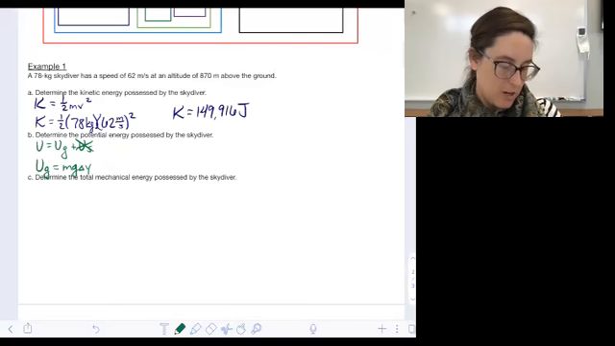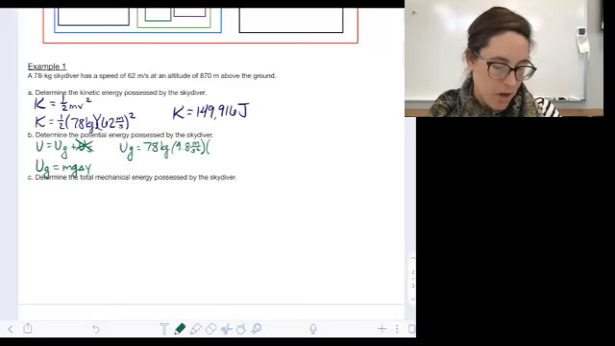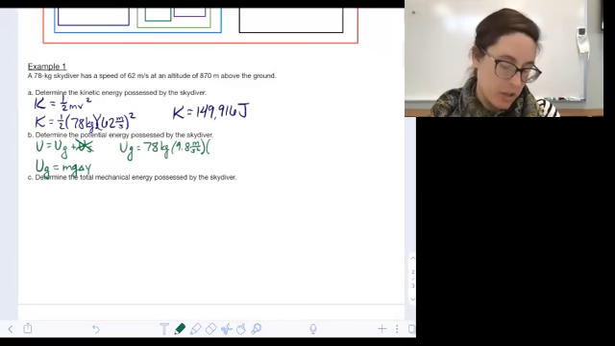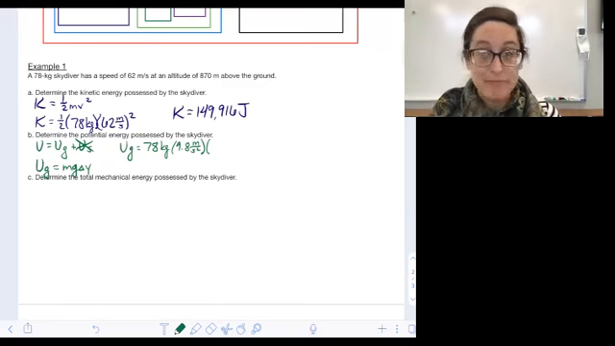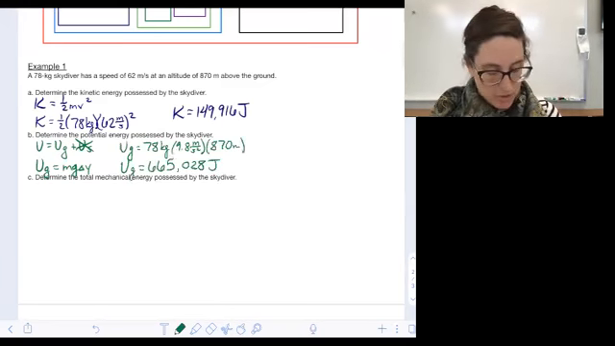So what did we say he was? He was 78 kilograms times g times our delta y. That is 870 meters above the ground. And yet again, if we plug all that into our calculator, we get that this skydiver has 665,028 joules of gravitational potential energy. It's a lot of joules.